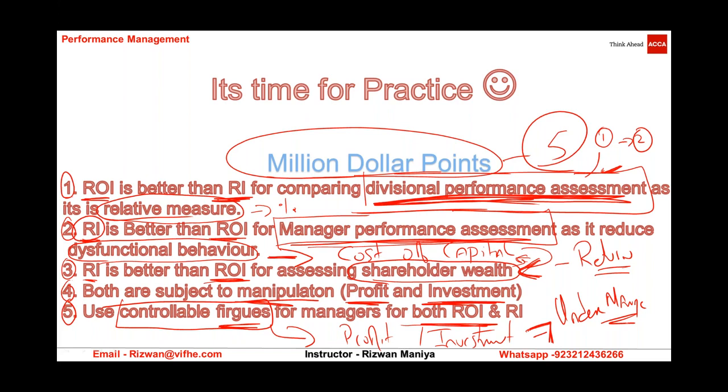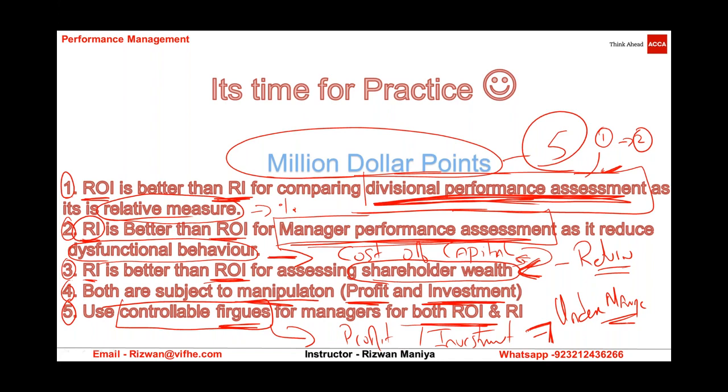Let's quickly revise before I start with the past paper question. Which is better for divisional performance comparison? ROI. Which is best for manager performance checking? RI, because it reduces the chances of frauds like dysfunctional behavior. For shareholder value assessment, which is good? RI, because it uses cost of capital. Both are subject to what? Manipulation. Profit can be manipulated, investments can be manipulated.